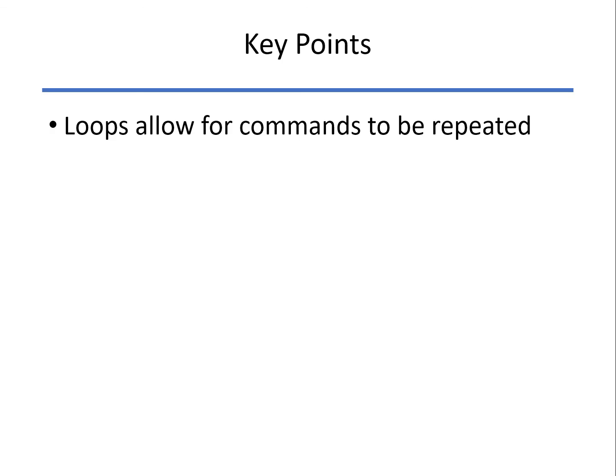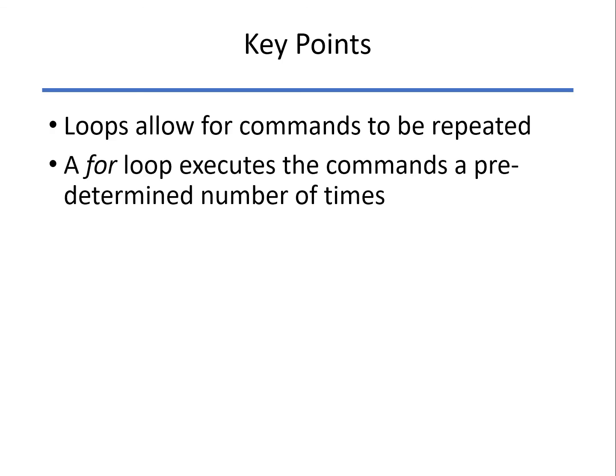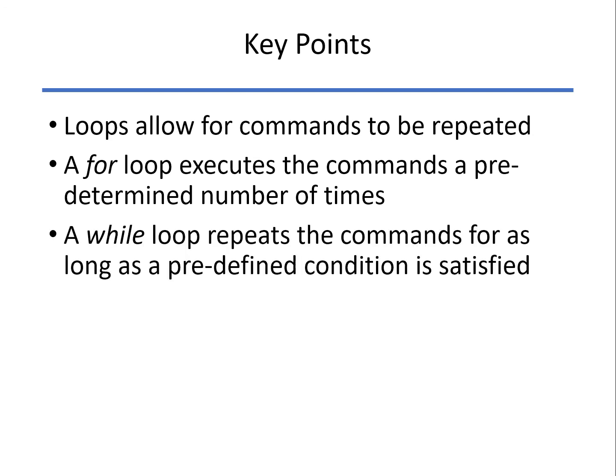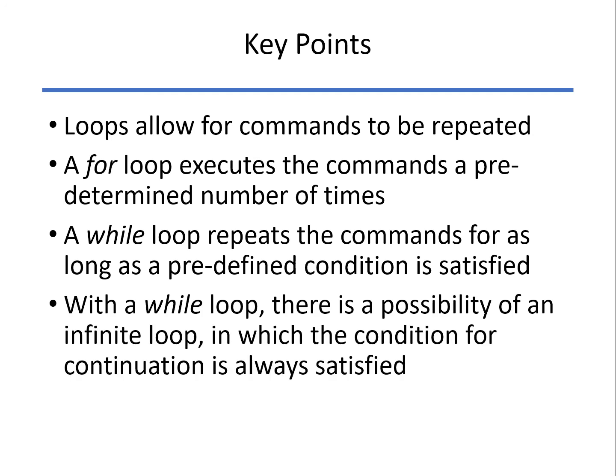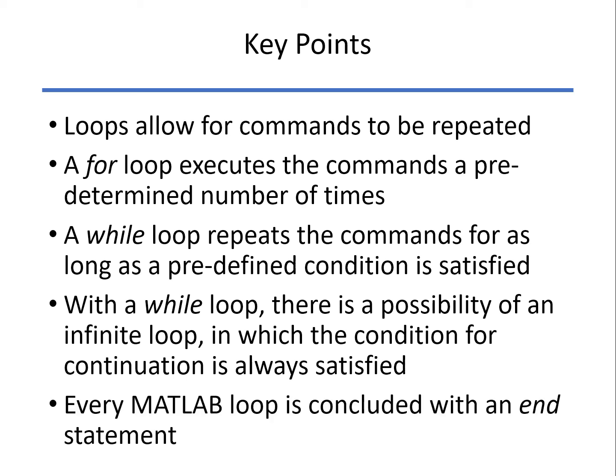So a couple of key points here. Loops allow for repetition of the commands. A for loop says you're going to go through a specific number of times. A while loop keeps going as long as some condition is satisfied, but always remember there is a possibility of getting an infinite loop with a while loop. And always remember every loop statement gets concluded with an end statement.